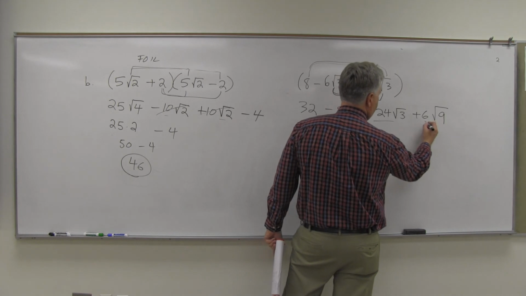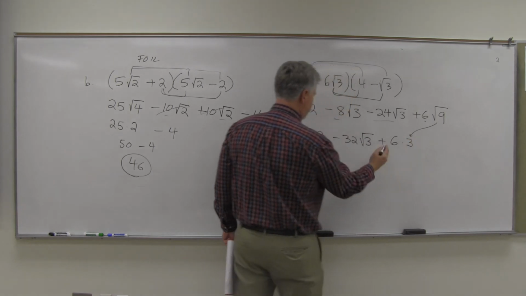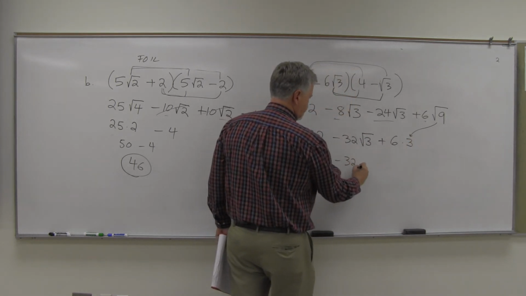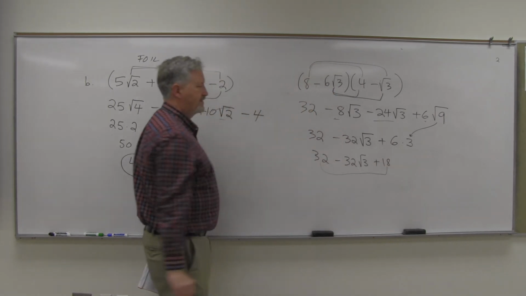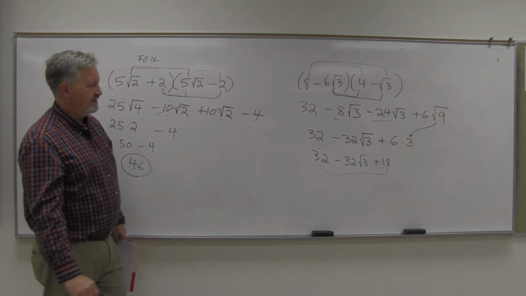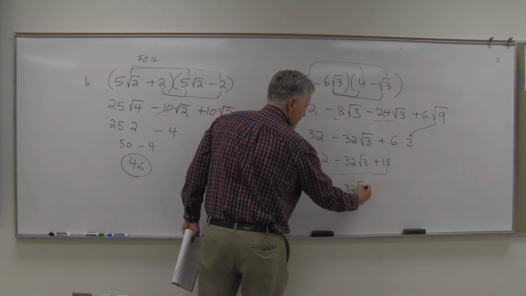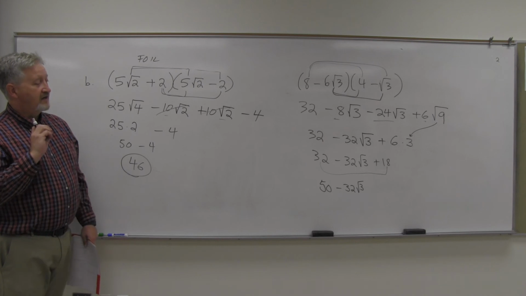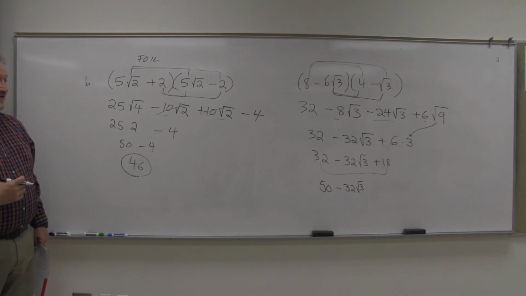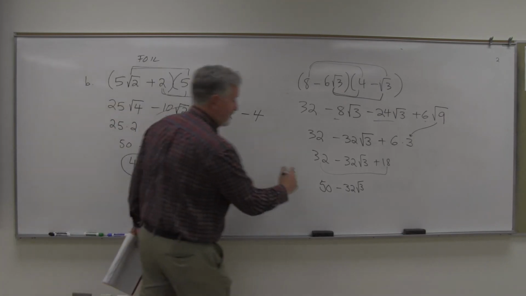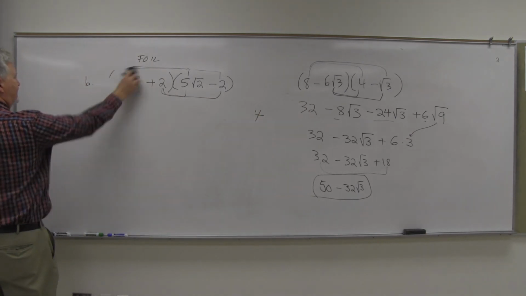Now, last but not least here, we've got 6 times what? Well, square root of 9 is 3. We can do that one. So that's 18 on the end. And so last but not least, you got your 32 plus your 18. Is that 50? Combine those. All right, now, can I combine the 50 minus the 32? No, I cannot. Those aren't like radicals, so that's it. All I can do on that one.